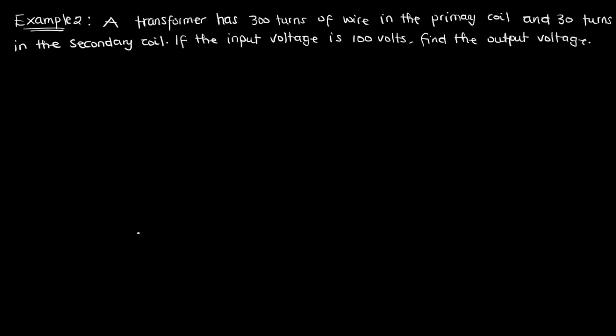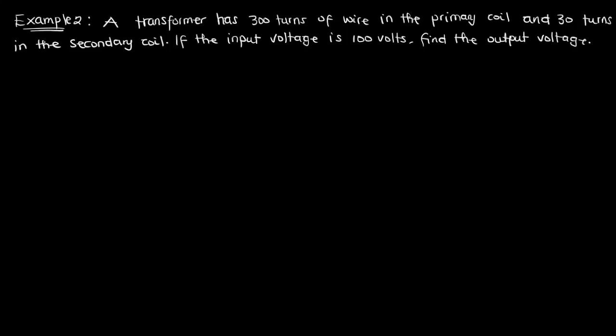We have a transformer which has 300 turns of wire in the primary coil and 30 turns in the secondary coil. If the input voltage is 100 volts, we have to find the output voltage. Already from reading the question, the primary coil has 300 turns, and the secondary coil has 30 turns. This is also a step down transformer, because of the number of coils that we have in both primary and secondary.